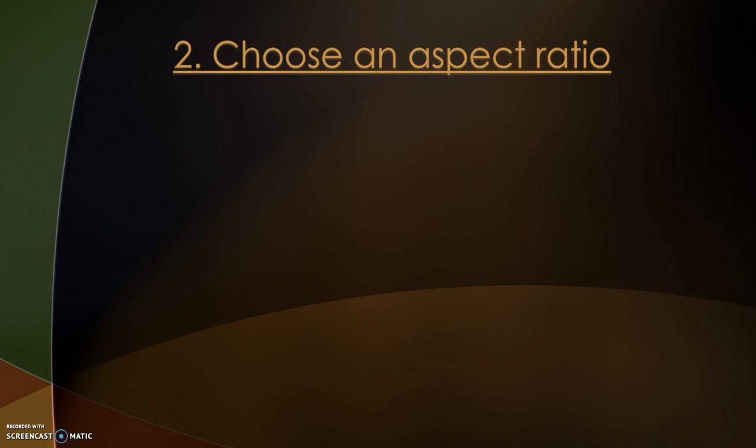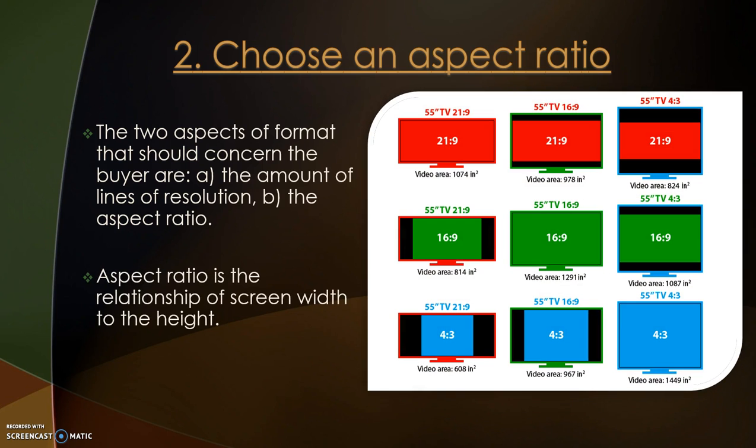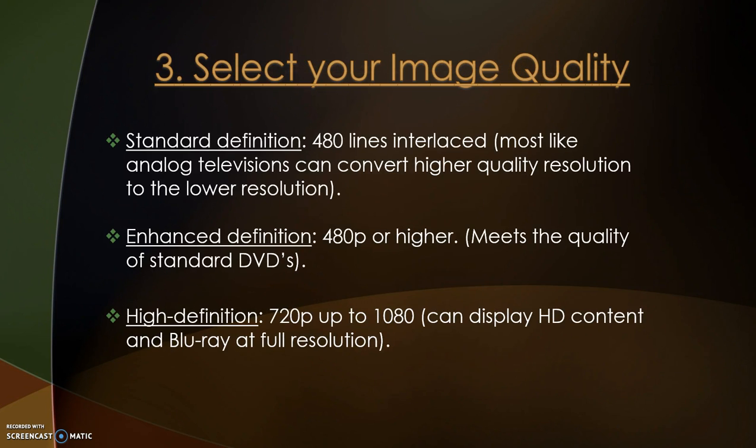Also, you have to choose an aspect ratio, and that just means, as you see in this chart, the relationship between the screen width and the height. If you know what you want to do, you can see in the chart how wide or how big you want it. The 2 aspects of format that should concern you are the lines of resolution and the aspect ratio. The lines are your image quality, and then we have standard definition, enhanced, and the HD or high definition.